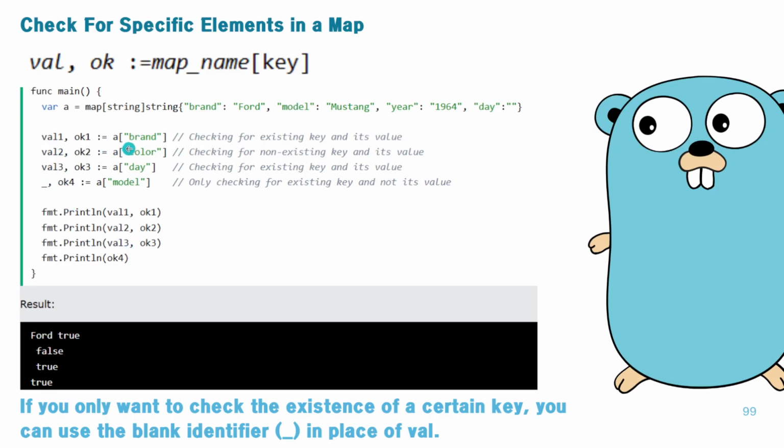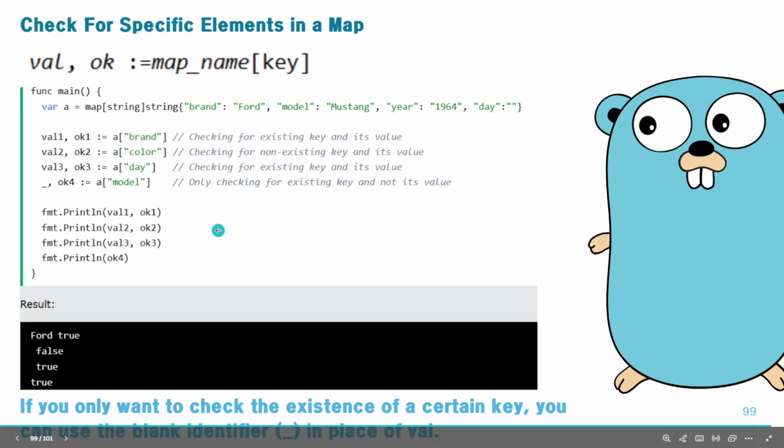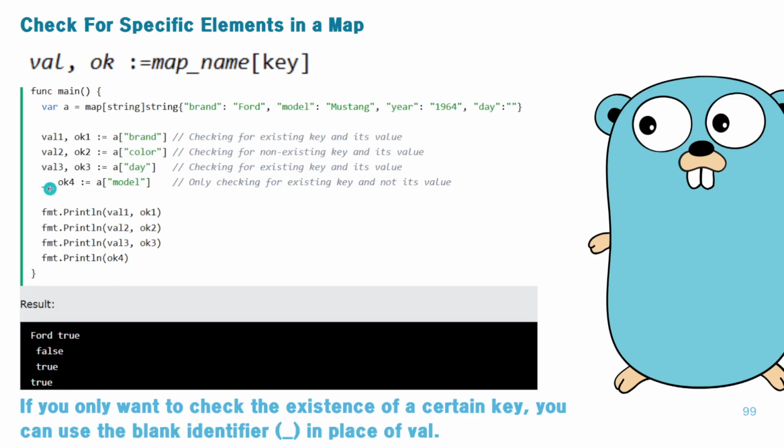So here for val1, brand is Ford, so we will have the value as Ford and ok1 as true. Similar thing here, as we don't have the color key, we don't have anything in val, but we have ok2 as false. In case 3, day is present but its value is empty, so that's why it has returned true. It has basically printed an empty string. And the last thing is we want to ignore val4, so we have used underscore, and ok4 is returning that model is present, so true.